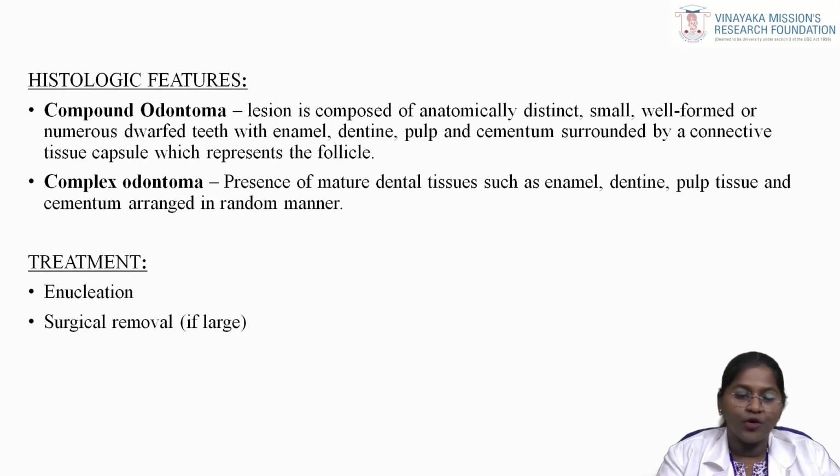Histologic features: in compound odontoma, there are completely formed tooth-like structures, so it has enamel, dentine, pulp, cementum, everything covered by a connective tissue capsule in a well-formed manner. Whereas in complex odontoma, mature dental tissues like enamel, dentine, pulp and cementum are present, but in a dispersed manner. There it is well organized, here it is dispersed. Treatment: enucleation, and surgical removal may be done if it is large.